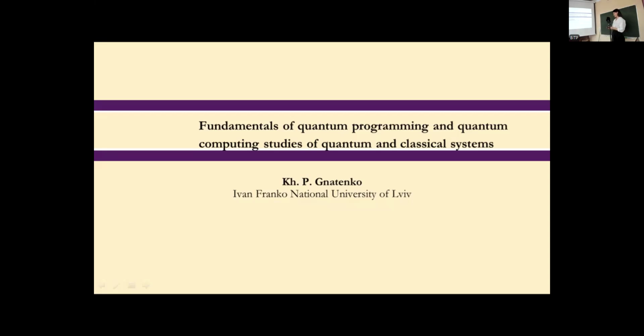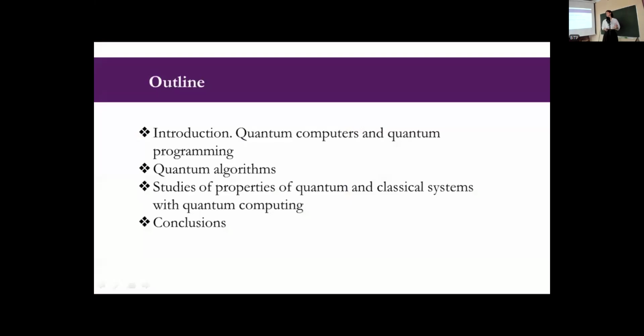So the title is in the slide, and the outline is the following. First of all, we will discuss the basis of quantum programming, then we will try to understand basic examples of quantum algorithms and what it means that we have quantum supremacy. Then we will consider different models of quantum systems, and also consider quantum protocols for studies, not just of quantum systems, but of classical systems and their properties with quantum computing.